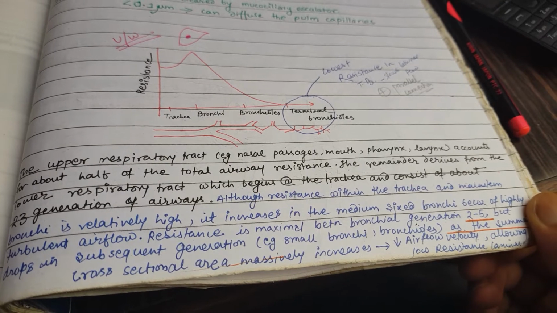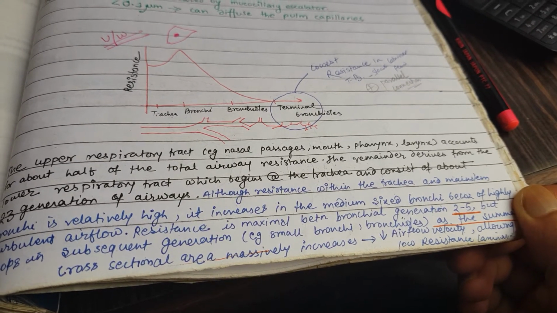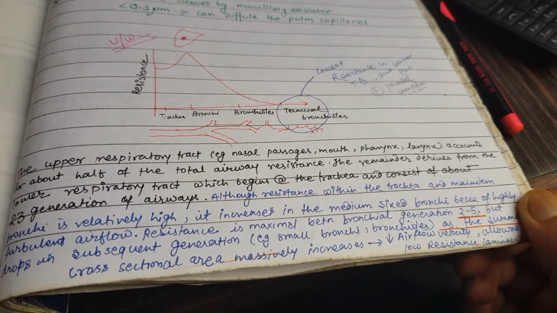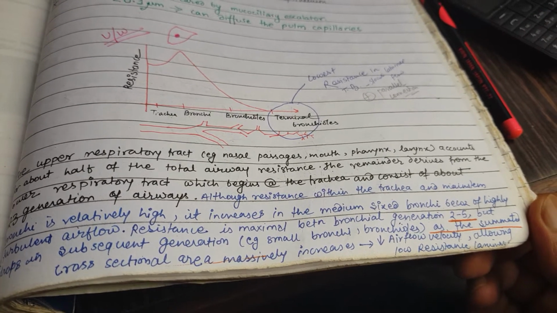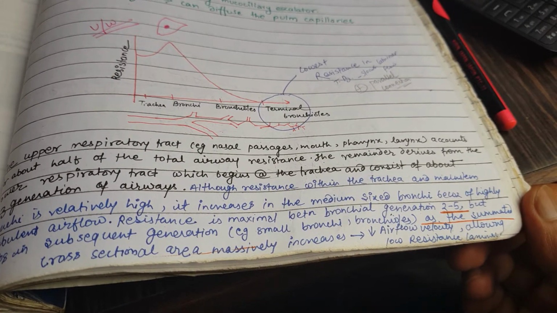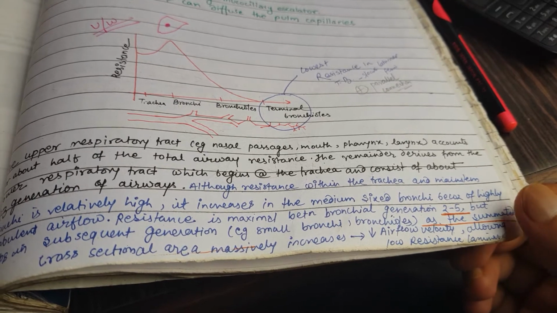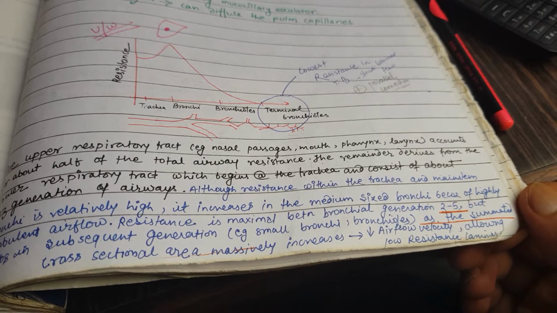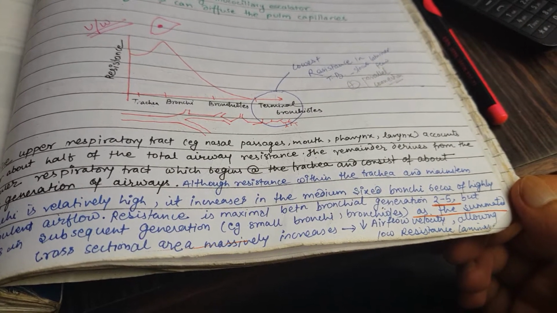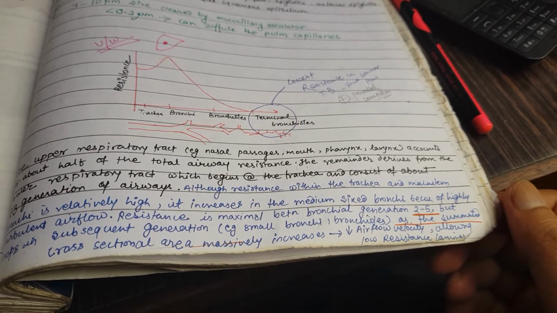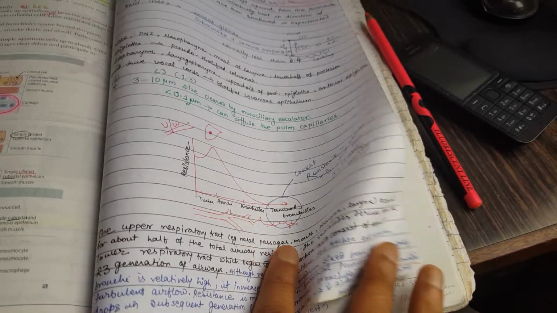Resistance is maximal between the bronchial generation 2 to 5, but drops in subsequent generations as the summated cross-section area massively increases, which is in the parallel connection, isn't it? So there will be decreased airflow velocity, allowing low resistance laminar flow. Okay, next.